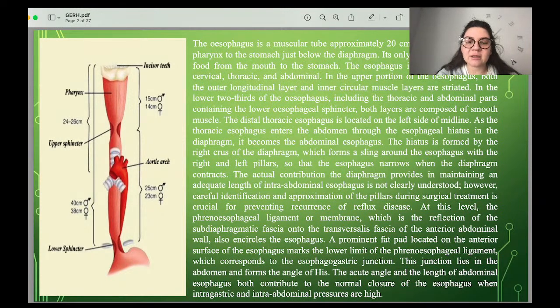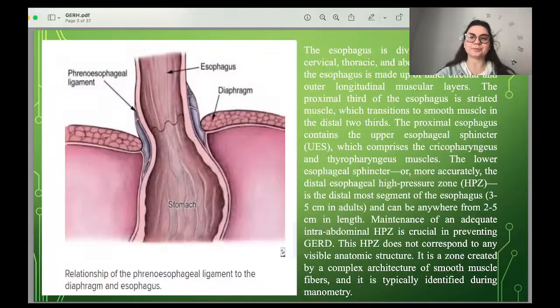The acute angle and the length of the abdominal esophagus both contribute to the normal closure of the esophagus when intragastric and intra-abdominal pressure is high. Like a valve, it has to close the esophagus so that food does not return during high intragastric or intra-abdominal pressure.